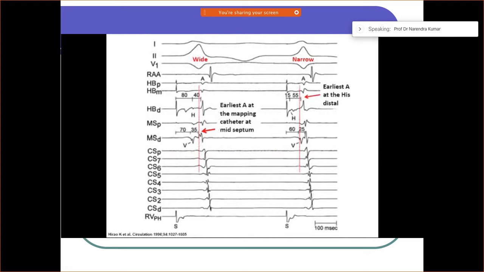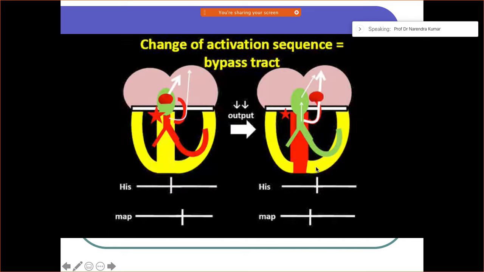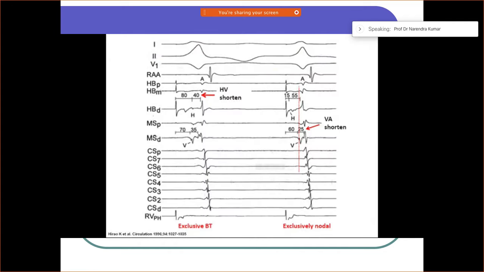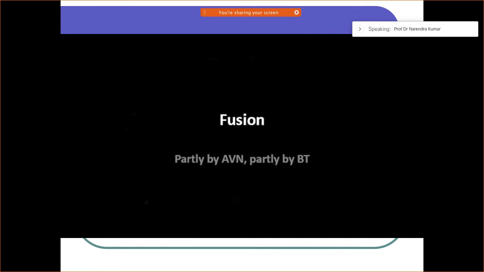So what is happening over here if we look carefully? We can see the earliest A is at the mapping catheter of the mid-septum. Yeah? No doubts for this? And then there's a change of activation sequence for the bypass tract, in fact. So now there's a concept called fusion. So what is fusion?